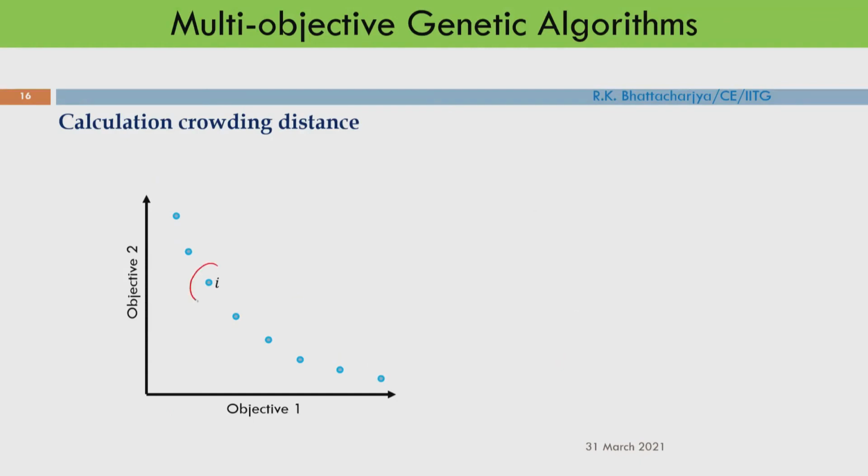Suppose I would like to calculate the crowding distance for the ith solution. What I will do is take two nearby solutions, that is i minus 1 and i plus 1, and then calculate the perimeter of this rectangle. If the perimeter value is large, the solution is not a crowded solution. If the perimeter value is small, you can tell the solution is a crowded solution.